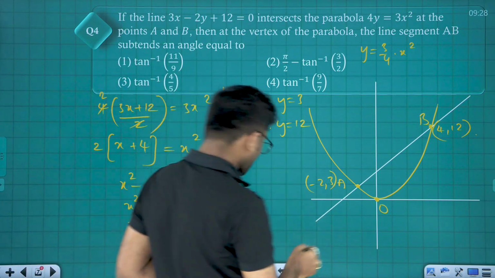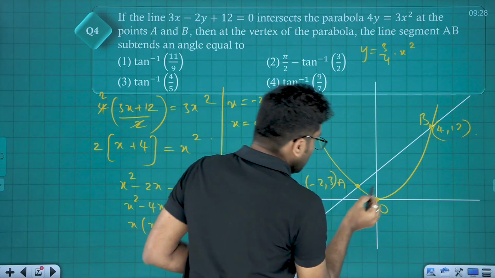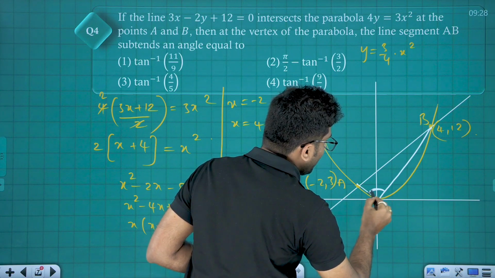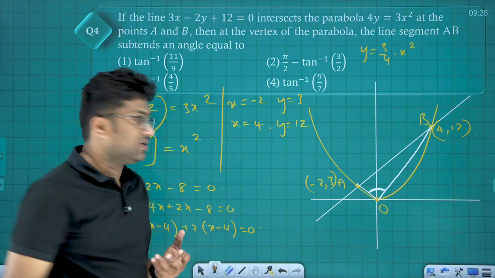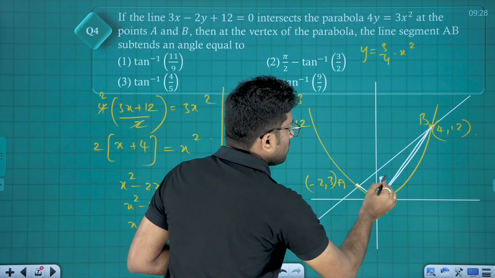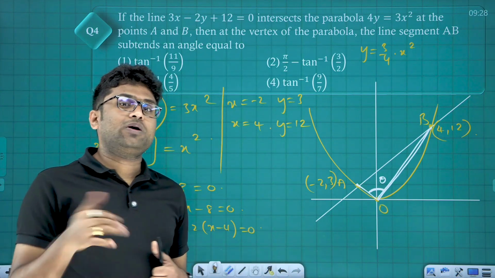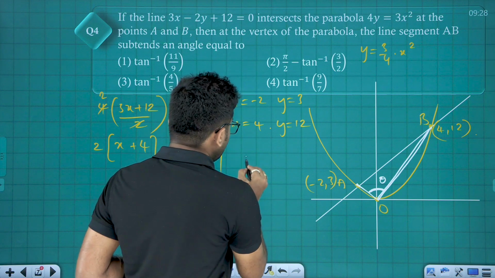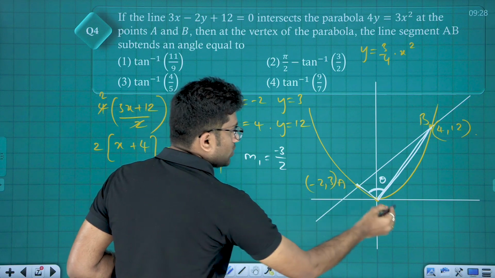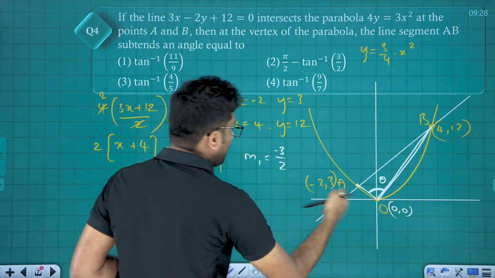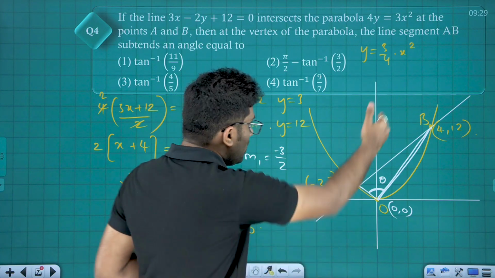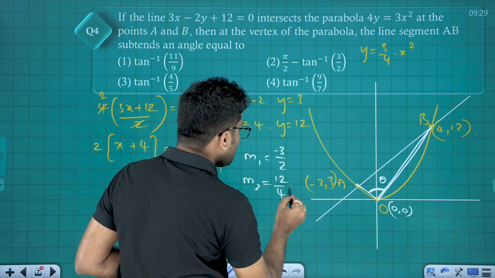So that means, dear friends, if you join AO and OB, they are asking us to find this angle between two lines. You can get the slope of OA, we can get the slope of OB. Now tan theta is equal to mod of m1 minus m2 by 1 plus m1 m2. So what is m1? 3 by minus 2, which is minus 3 by 2, using y2 minus y1 divided by x2 minus x1. That is the slope of OA. Now the slope of OB, which is m2, is 12 by 4, which is equal to plus 3.